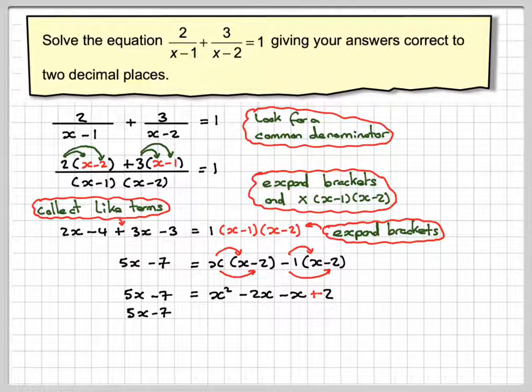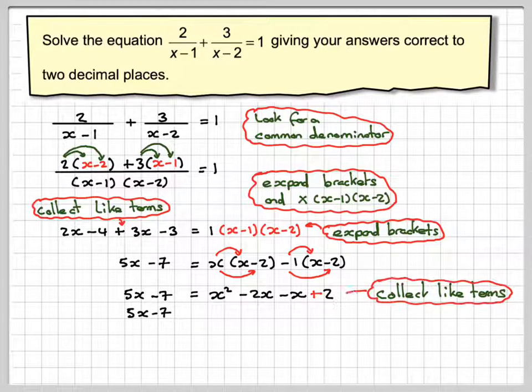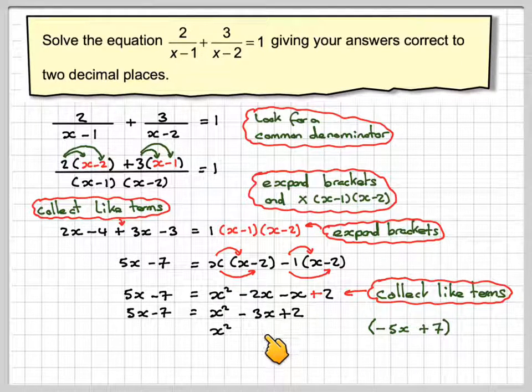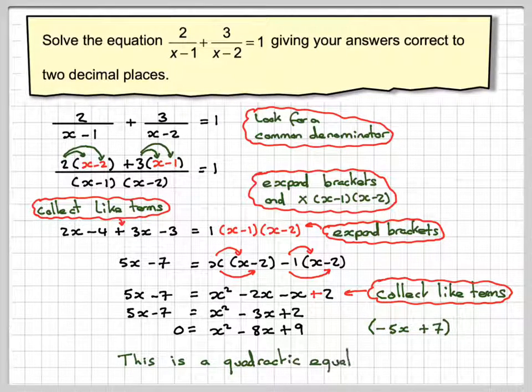Here we need to collect the like terms together. So we're going to have x squared minus 3x plus 2. And then we're going to do the opposite of adding 5x, which is take 5x, and the opposite of taking 7, which is to add 7. So this side will become x squared minus 3x minus 5x gives me minus 8x, and then plus 2 plus 7 gives me plus 9. And on this side it's now equal to 0. And this is a quadratic equation.